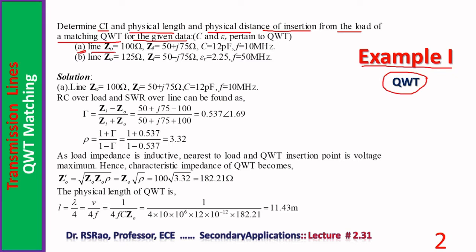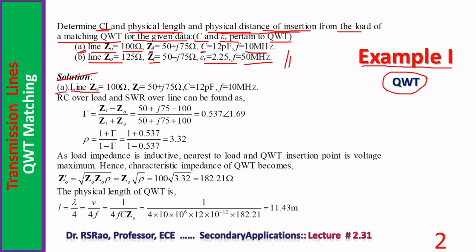A, line: main line Z0 characteristic impedance is 100 ohms, load impedance is 50 plus j75 ohms, primary constant C of quarter wave transformer is 12 picofarads, frequency is 10 megahertz. Already mentioned, C and epsilon pertain to the line with which the quarter wave transformer is made. B, line Z0 is 125 ohms, ZL is 50 minus j75 ohms, epsilon R is 2.25, frequency is 50 megahertz. So this is the information. We are asked to find the characteristic impedance, physical length, and physical distance of the insertion point from the load pertaining to the quarter wave transformer.